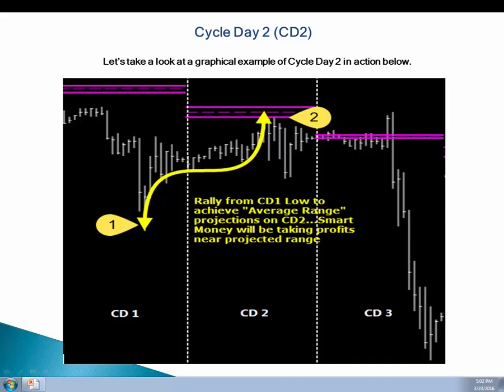And we'll discuss the idea of what constitutes a positive 3-day cycle. But there could certainly be cases where on cycle day 2 we still have a series of lower lows and lower highs. That will influence how much of a projection price can rally, because it may take a couple days before it finally gets to rally.